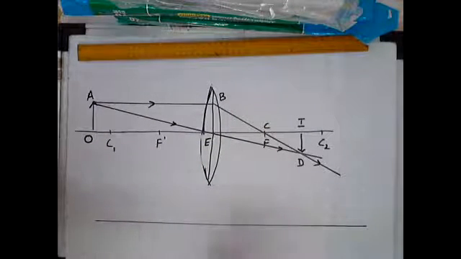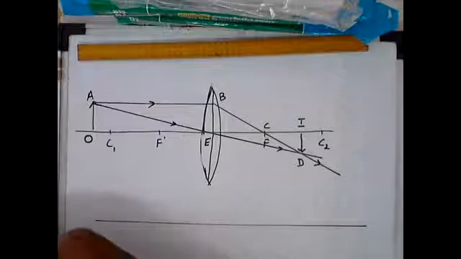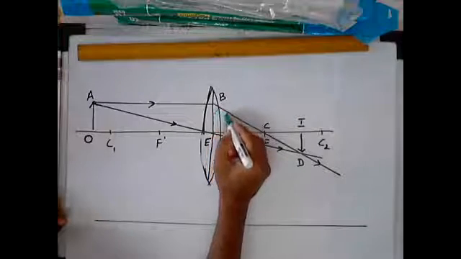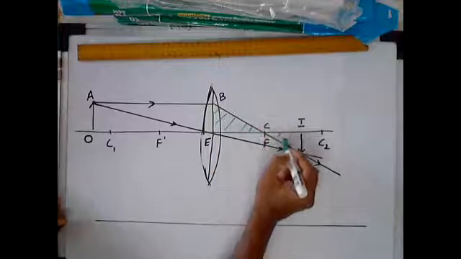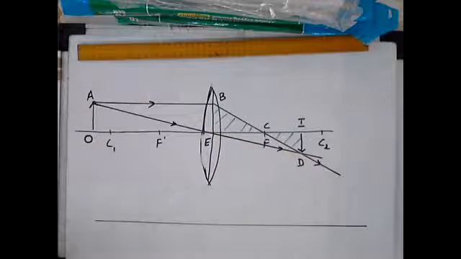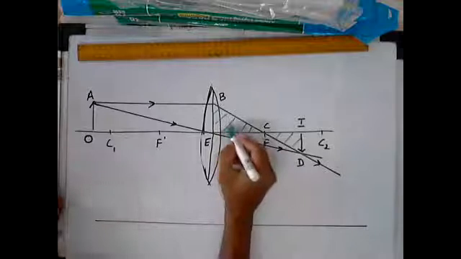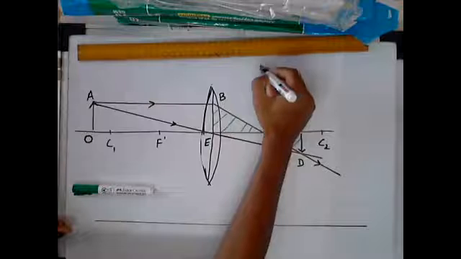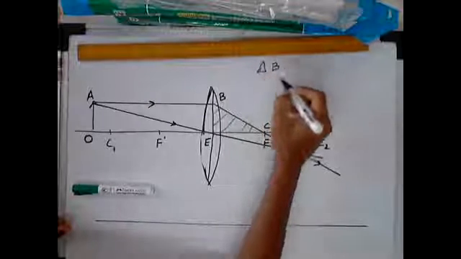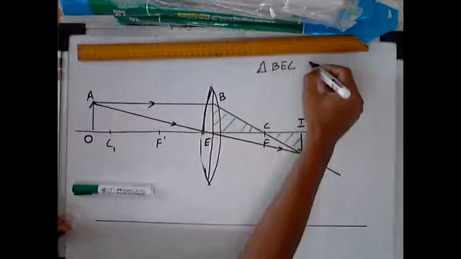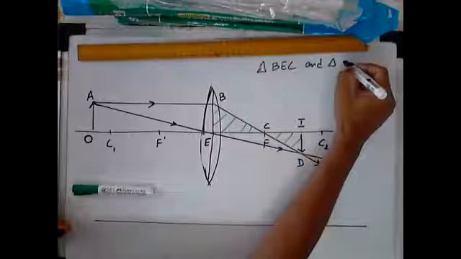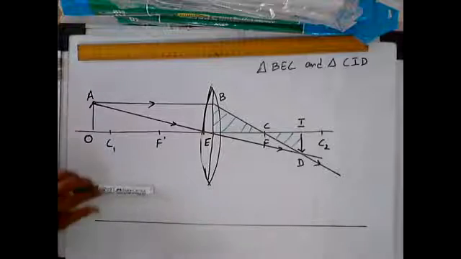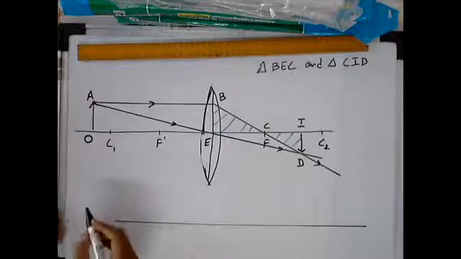Okay. Now the derivation begins with these two triangles, which is triangle BEC and triangle CID. So we need to label a few more things over here.